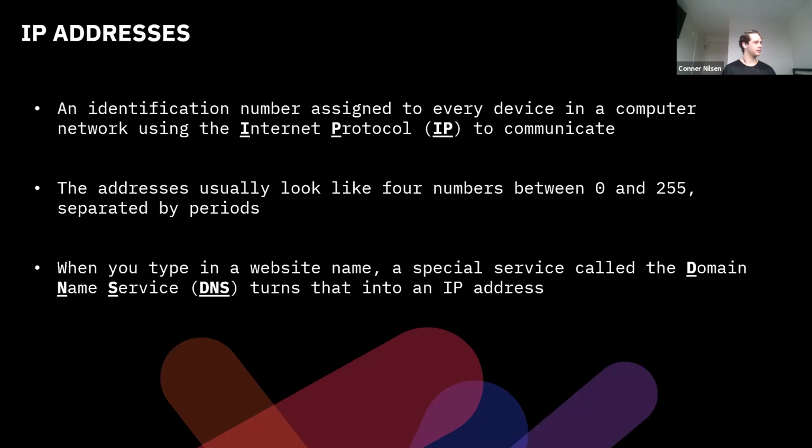But often when you type in a website name like C4C or google.com, a special service called the domain name service translates that text into an IP address. And if you're interested, on our learn.c4cneu page with what we sent out earlier, you can see some examples of that and a more detailed link to check out more about the DNS service.